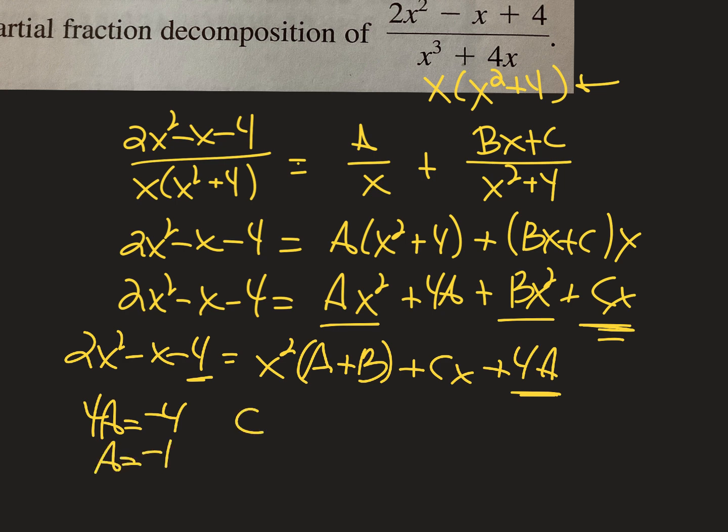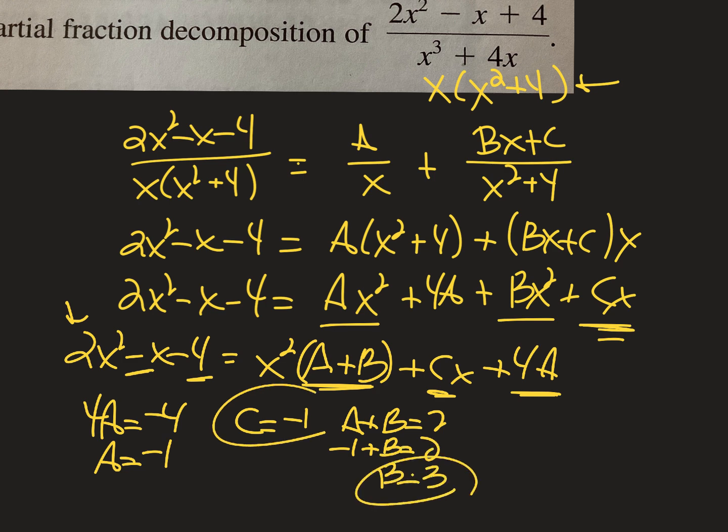Also, the Cx, notice the coefficient over there is just negative 1x, so C must equal negative 1, because that's the coefficient on the x. So I know A and C already. And B, because A plus B has to equal the 2, I'm going to say A plus B equals 2. I know A is negative 1 plus B is 2, which means B is 3. So there's my B, there's my C, there's my A.